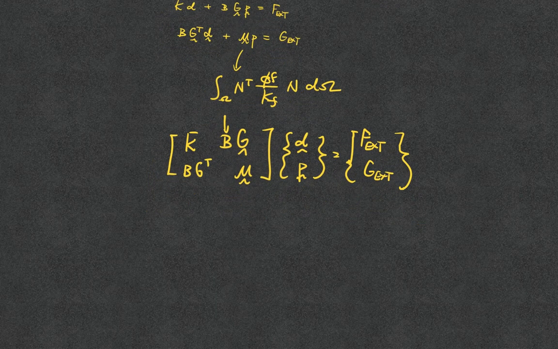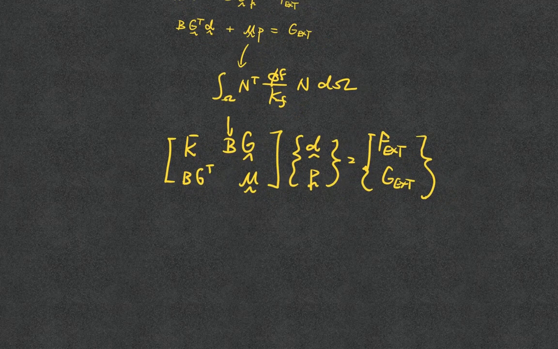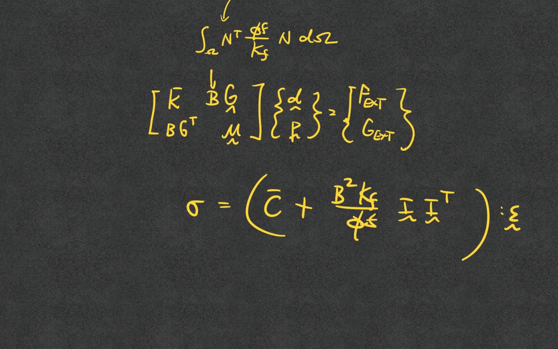Now you may also take out this unknown and then simply write a penalty method. In this case, you simply need to modify the constraint as the following. You write the sigma equal to C plus B squared Kf rho f I I transpose double dot epsilon. Okay, this would actually be the modified C, or actually let me use C for the penalty.